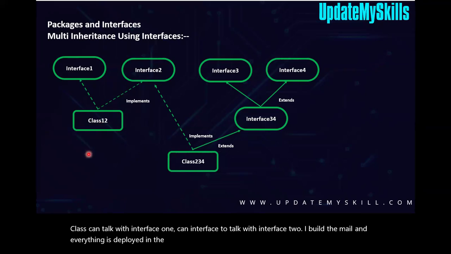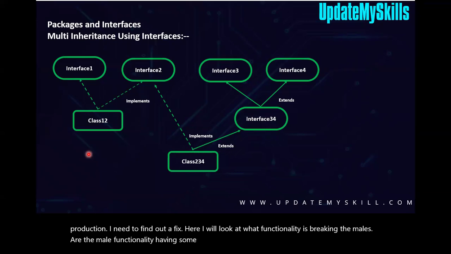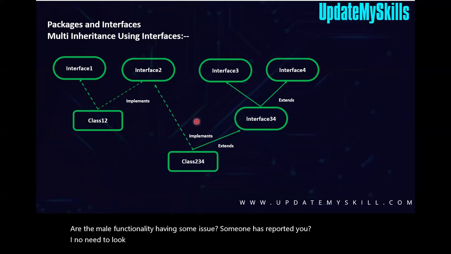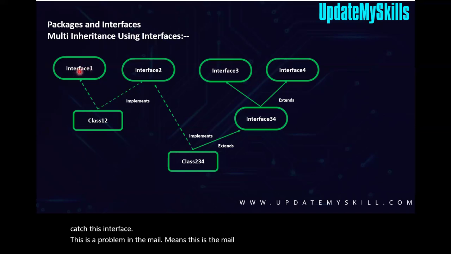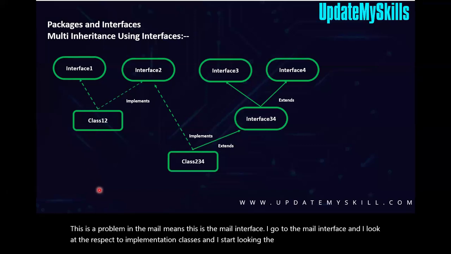All of a sudden, something is not working in production. I need to find a fix. I look at what functionality is breaking. The mail functionality has some issue, and someone has reported it. I don't need to look at hundreds of thousands of lines of code. I know mail means this interface. I go to the mail interface, look at the respective implementation classes, and start looking for where the problem is. I try to fix it.